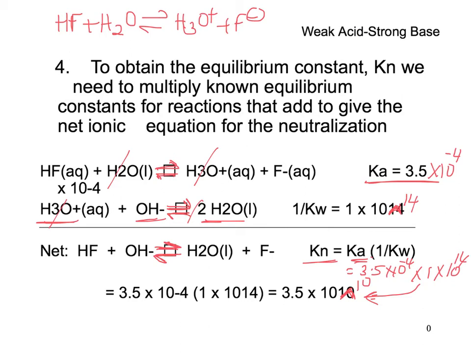It's a high value, much more than 1,000, and we say that this neutralization will be a plausible, feasible reaction. It is a measurable reaction at that. You have the backward reaction for this HF component.